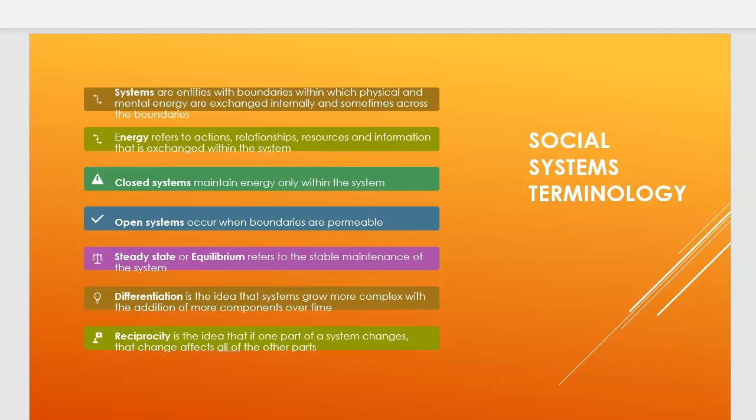Another example is when a child gets married. All of a sudden there's a new family member that joins the family system. It's another example of differentiation. And then reciprocity is the idea that when one part of the system changes, that change affects all the other parts. So think about the example that I just mentioned.